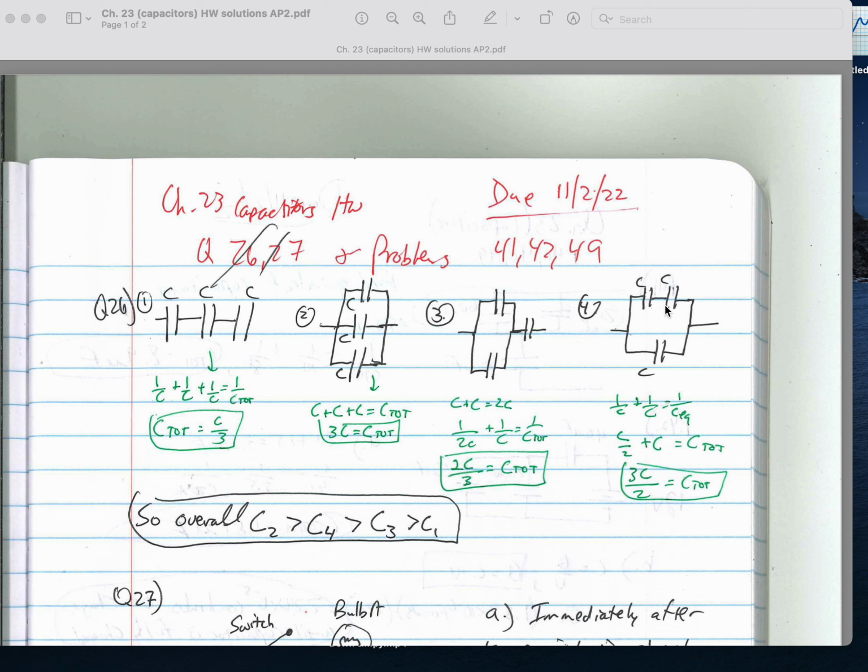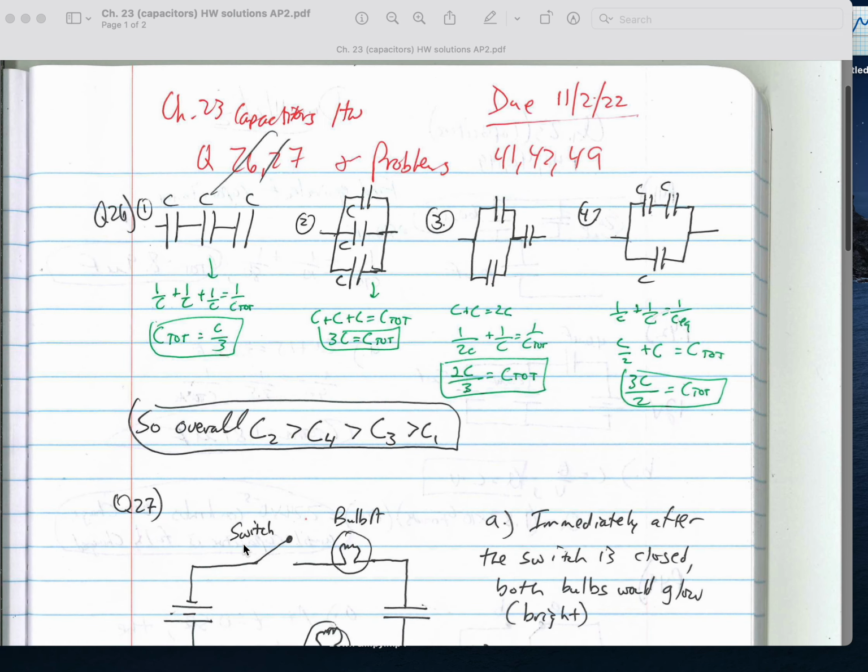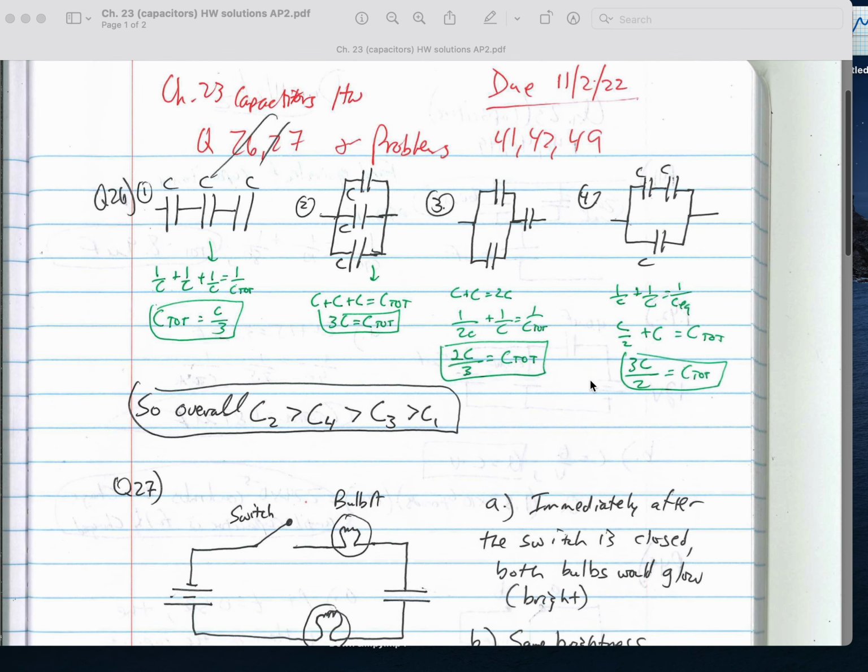For this one, this would be C over 2, and this would be C down here. So C over 2 plus C gives me 1.5 or 3/2 C. That's the total capacitance. So I end up with capacitor 2 is greater than 4 is greater than 3 is greater than 1. Should be pretty easy that this is the biggest and this is the smallest. These two, a little trickier to do.